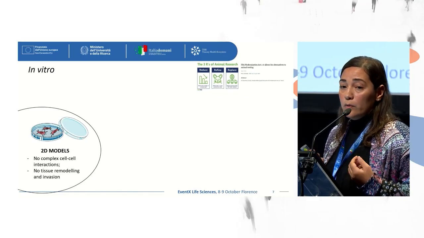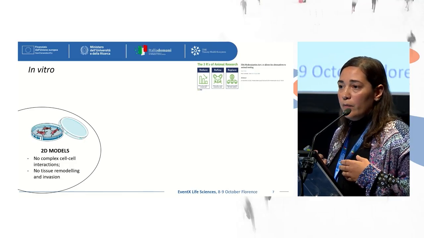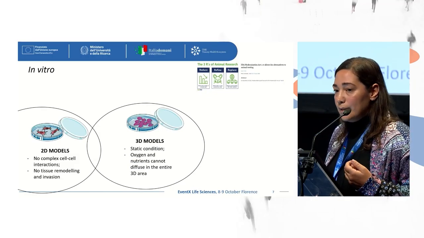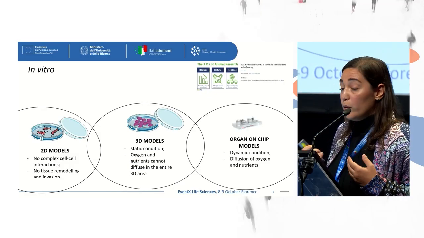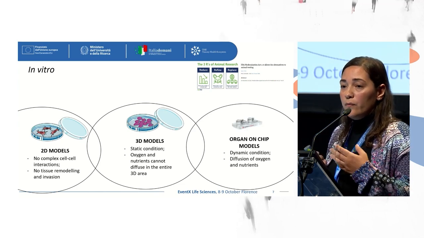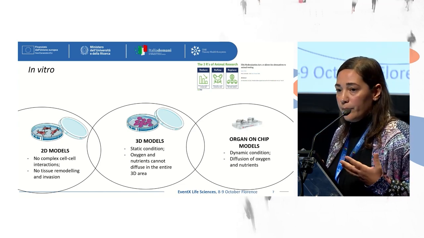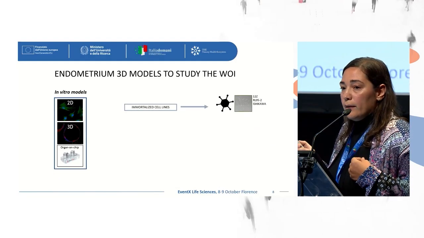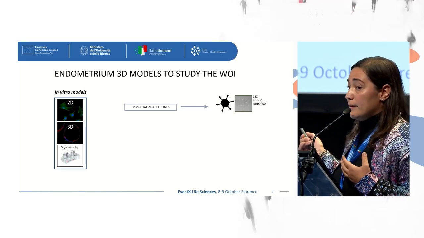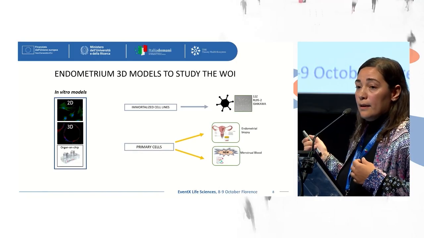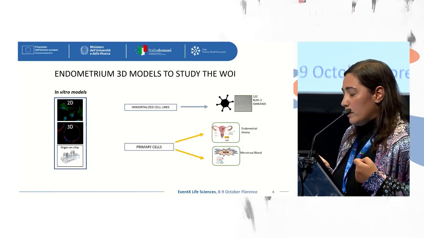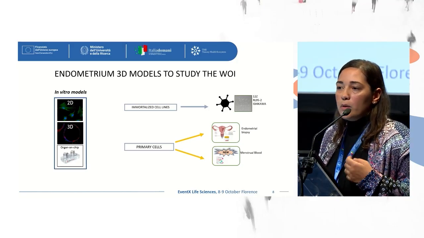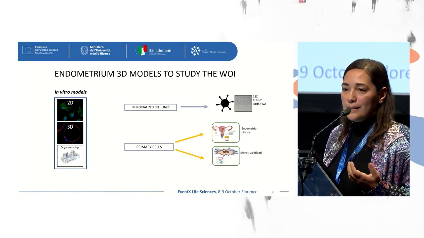We are substituting with the 2D models, they are very simple for setting any experiment, but then we want something more complex, like the 3D models. And now we are also looking at organ-on-chip models, where we have also the diffusion of the nutrients, like it happens in the human body. Whatever model you choose, you can generate it using immortalized cell lines and primary cells. These primary cells can be retrieved from endometrial biopsy or menstrual blood. That is our new source, because it's a less invasive source for these primary cells.